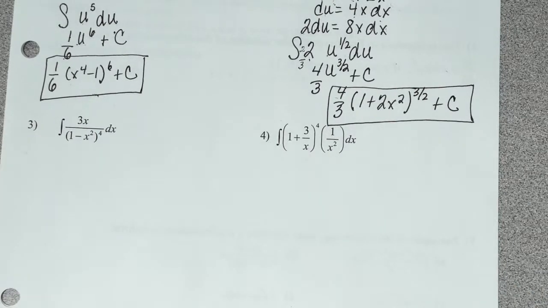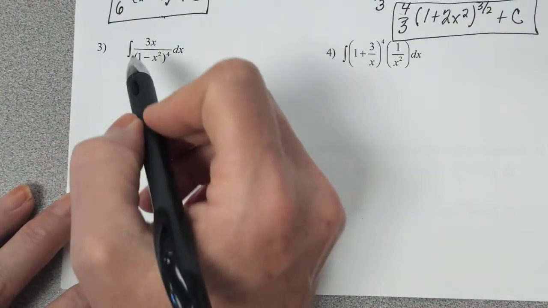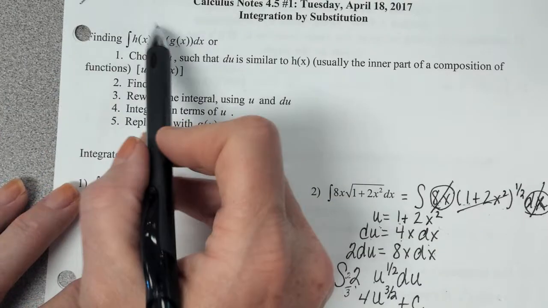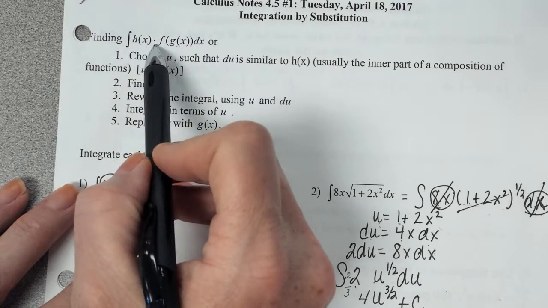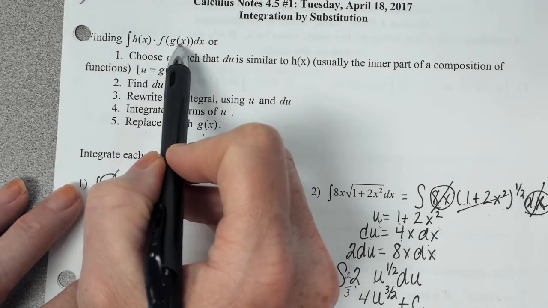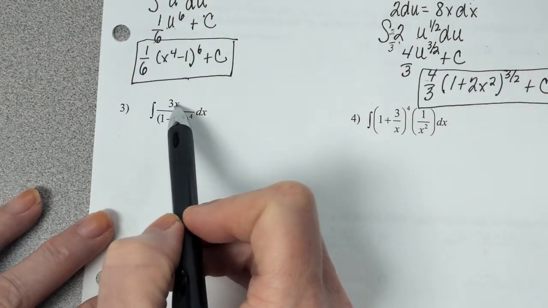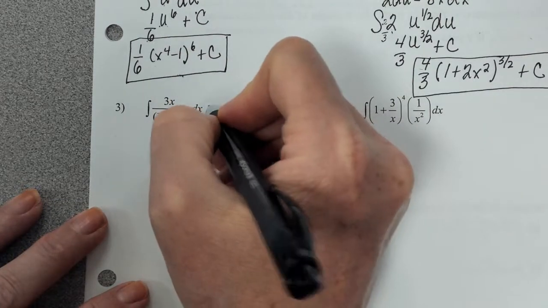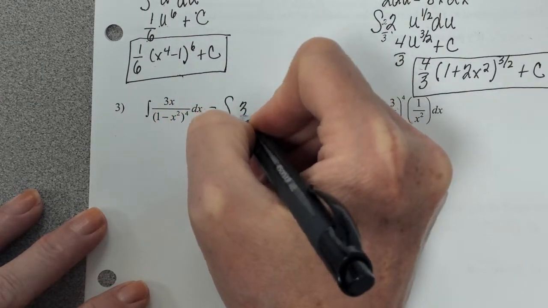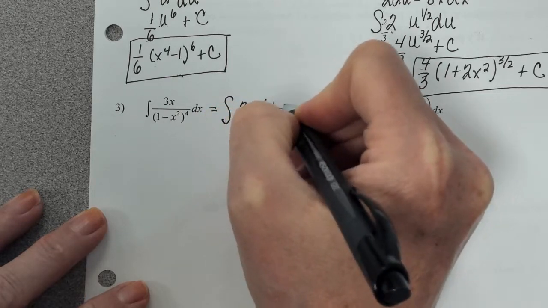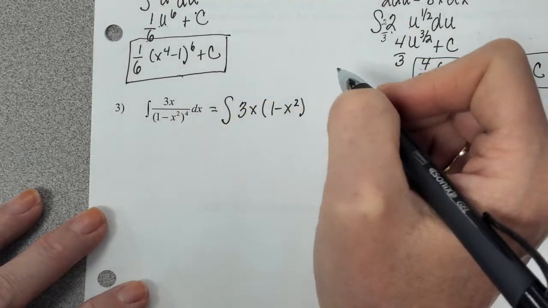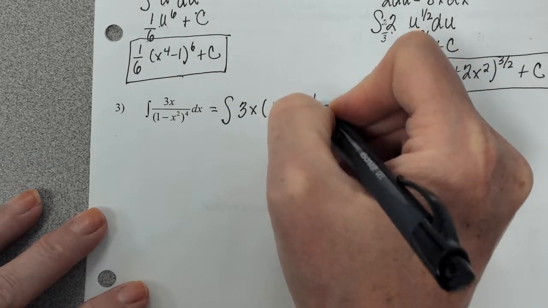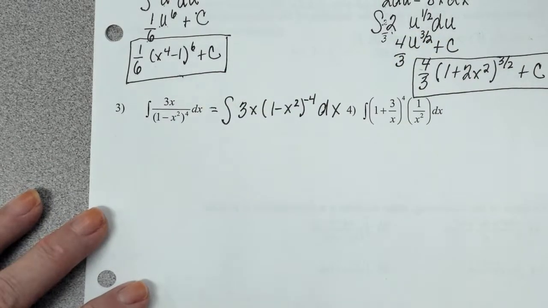All right, let's look at number 3. Now, first thing I want to do is rewrite this as a product. See how this original thing says we have to have h of x times f of g of x? Well, right now I have h of x divided by f of x dx. So I have to rewrite this as a product. So it's going to be 3x times 1 minus x squared to the what? Negative 4, right. So that's just a rewrite of my problem.